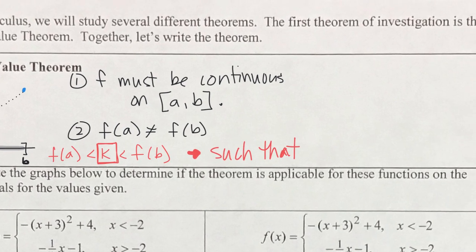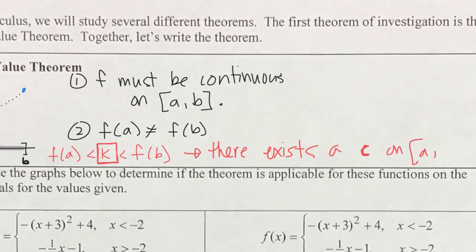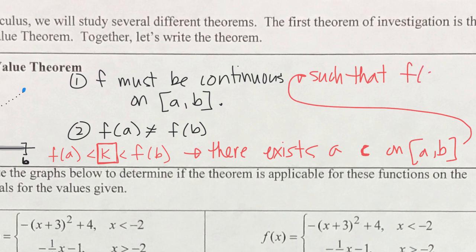Let's see, that means that there exists a c value. So there's a c on your closed interval such that, this is poor planning on my part, f of c equals k. That's how we're going to see it written.